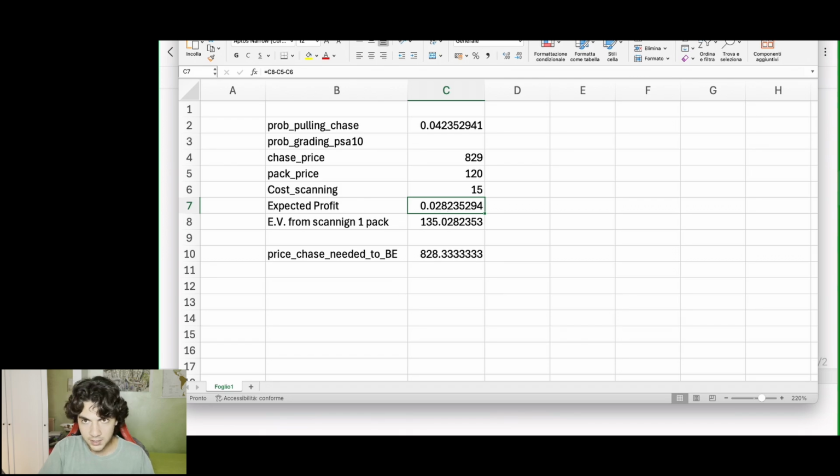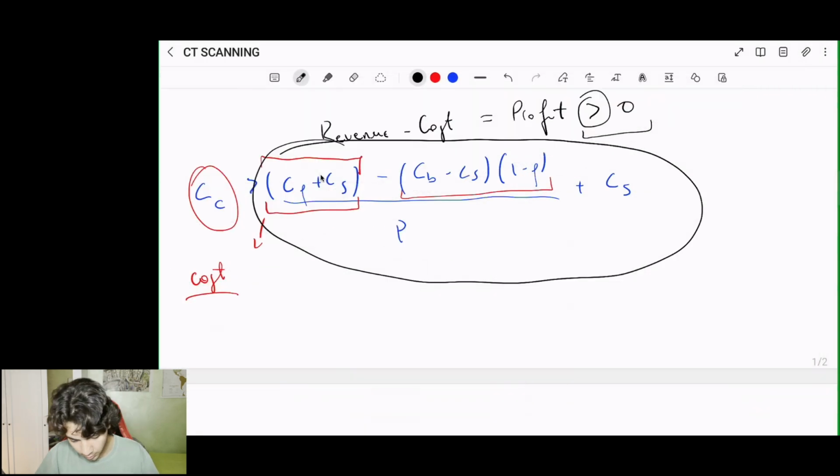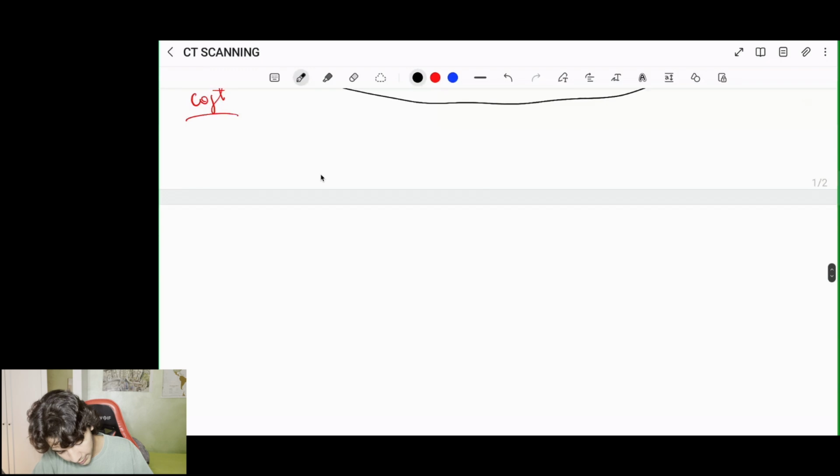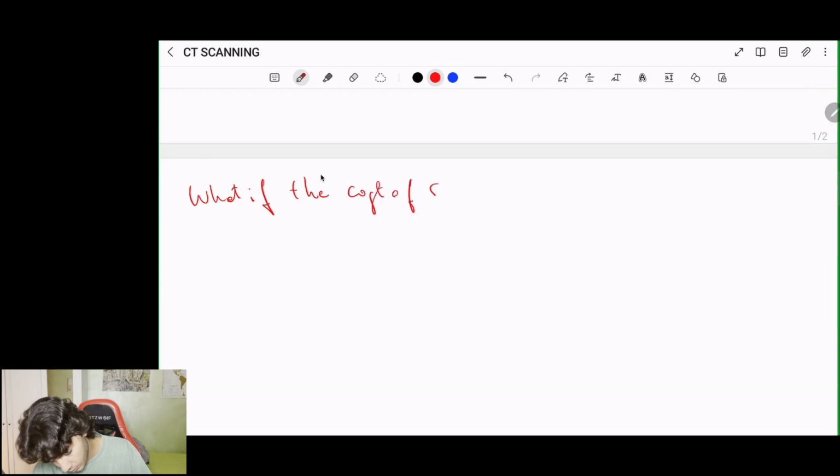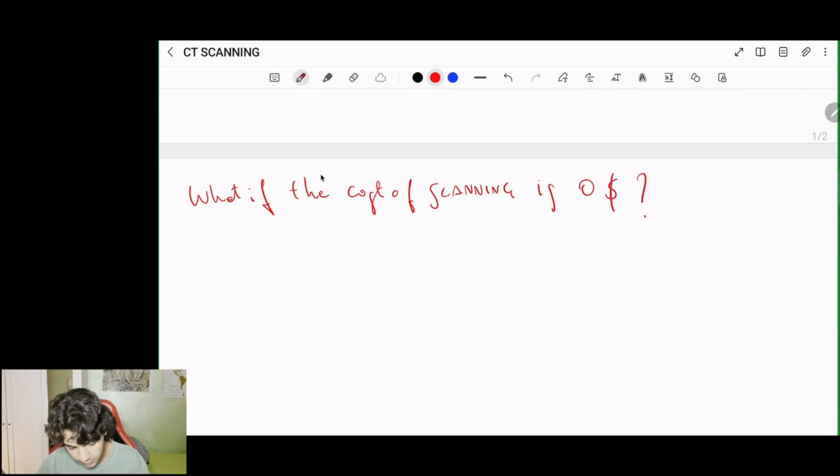Now, as I said earlier, at this point you're wondering, okay, but what if the cost of scanning is zero? So I heard, well, if the cost of scanning is zero, you are losing money. No. As a matter of fact, most of the times you're making money.